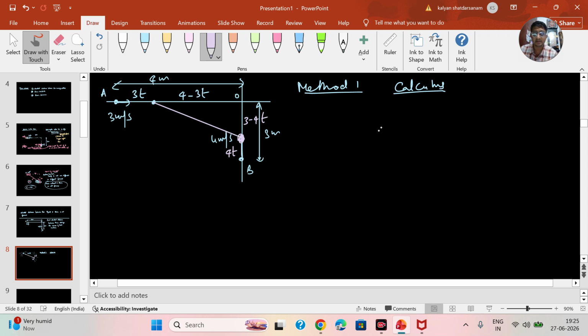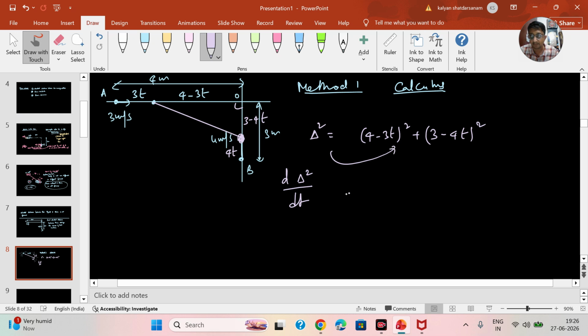So the separation between them after t seconds, if I call delta the separation, by Pythagoras theorem, will be this square plus this square under root. So delta square, the separation square, equals (4 minus 3t) whole square plus (3 minus 4t) whole square. And this separation square is to be minimum. Of course, separation is to be minimum, but separation square can also be minimized. By putting different times, you get different values for delta square and delta. Among that, you have to choose the minimum.